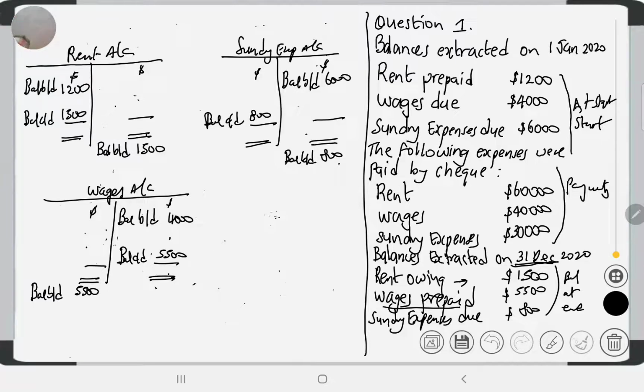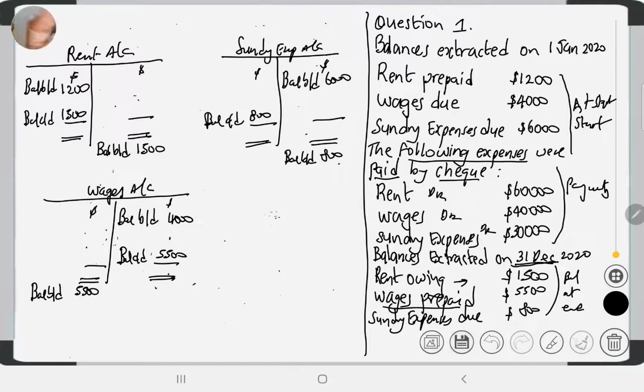Okay. Then we have to record payments. The following expenses were paid by check. When we pay, the bank account we have to credit. If the bank account will have to be credited, therefore the expenses account will have to be debited. We have to debit rent, we have to debit wages, we have to debit sundry expenses. So these payments will be recorded on the debit side of the expenses account.